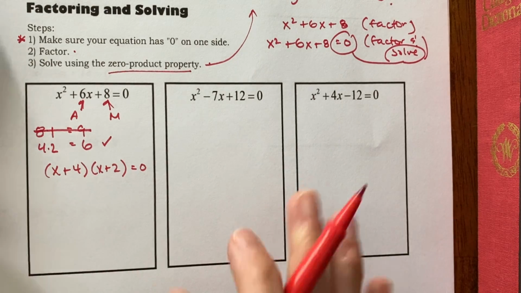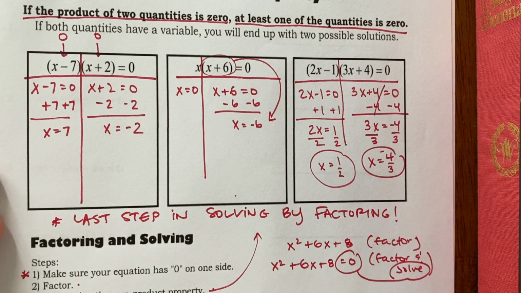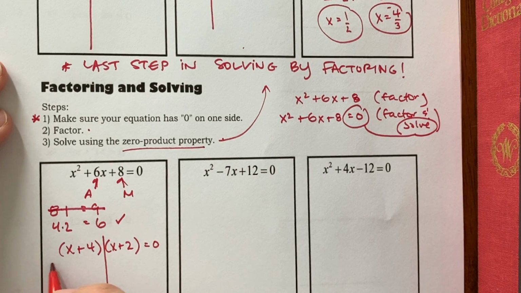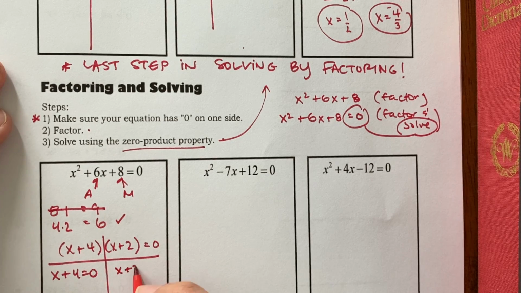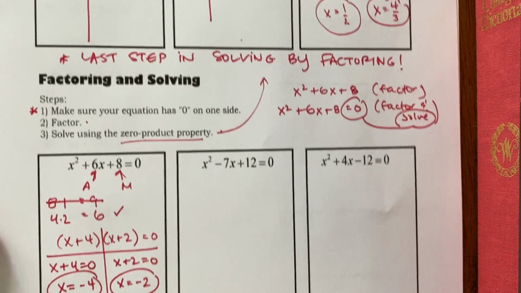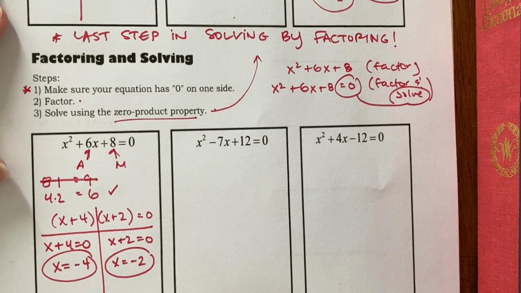And then I just do what I did up here. So I kind of do my little t here. And I set each to 0. So I have x plus 4 equals 0, and x plus 2 equals 0, and x equals then -4, and x equals -2. So those are my two answers. Sorry, you couldn't see that part.